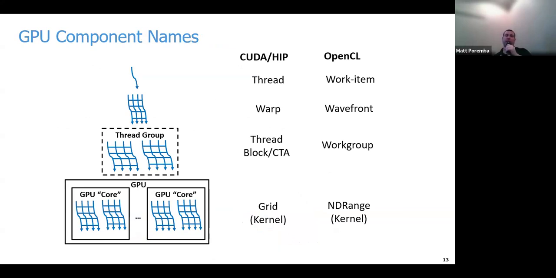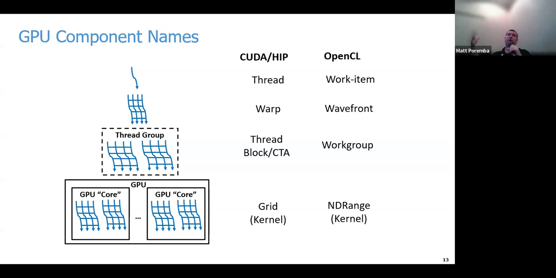OpenCL, which is another widely used GPU programming language that is run by the Khronos Group, calls it a work item. The group of threads that we're ganging together in SIMT fashion and executing in lockstep, which I showed as a group of four previously, HIP and CUDA call a warp, and OpenCL calls a wavefront. And executing multiple of those little groups together as a bigger thread group is what CUDA and HIP call a thread block or a CTA, and what OpenCL calls a work group.